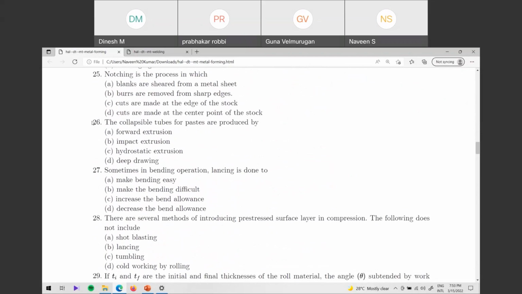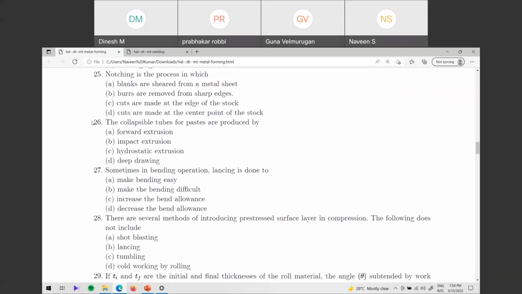Okay, what about the 26th one? Answer for the 26th one. Collapsible tubes, paste tubes. I told you clearly, paste tubes are produced by whom? Is it not impact? If you remember, I told you collapsible tubes, like toothpaste initially, yes, it's impact extrusion. Impact. It's B. Answer is B. 26th one.